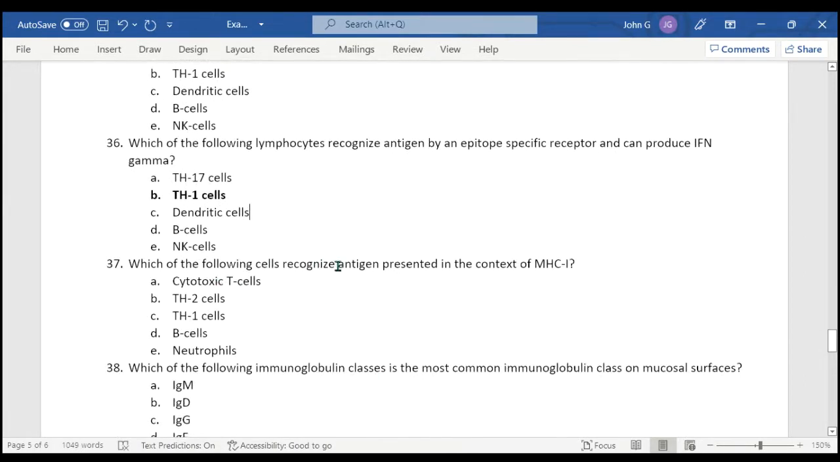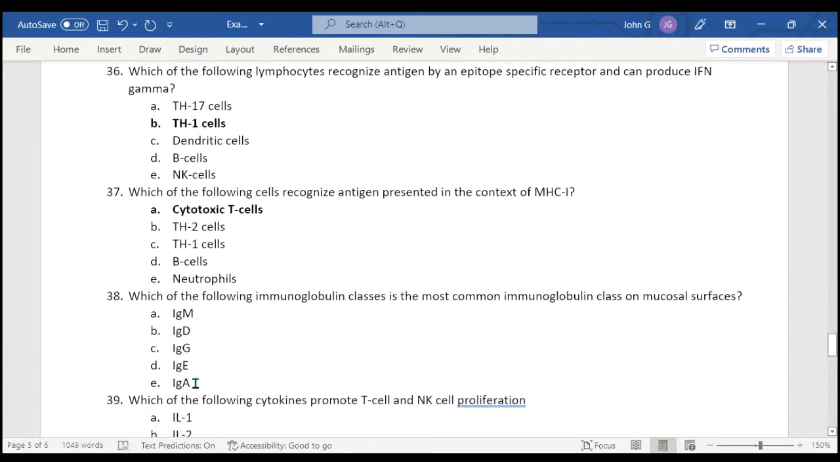Which of the following cells recognize antigen presented in the context of MHC1? That will be cytotoxic T cells. They express CD8 and they respond to MHC1. T helper cells, they express CD4 and they respond to MHC2.